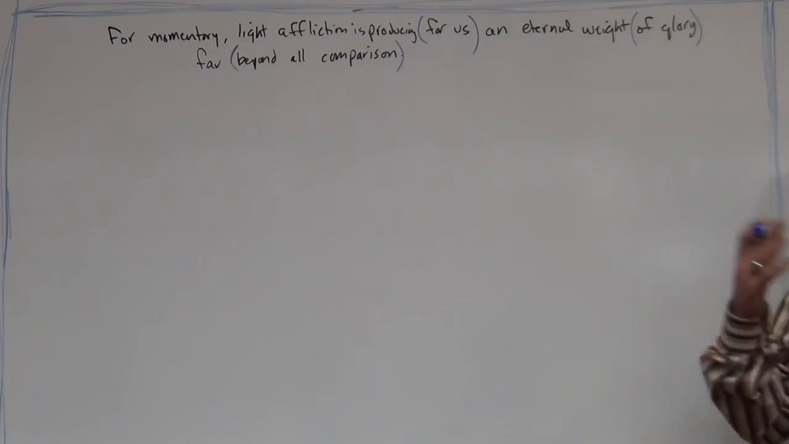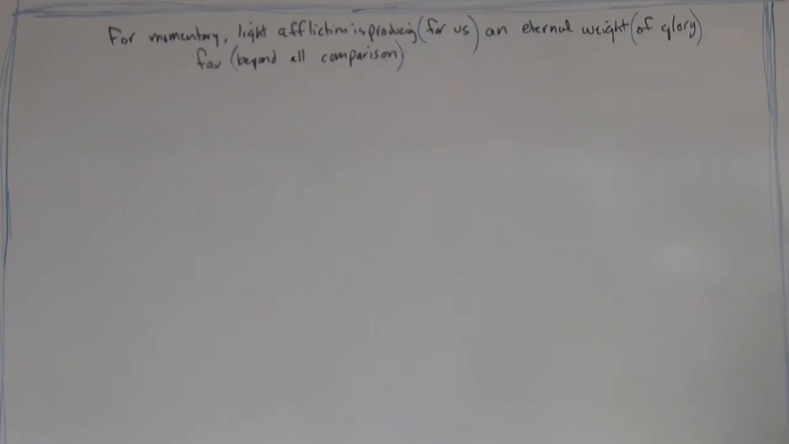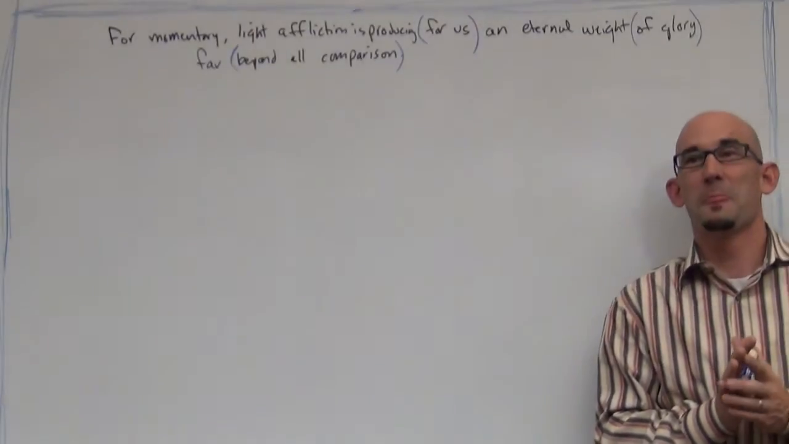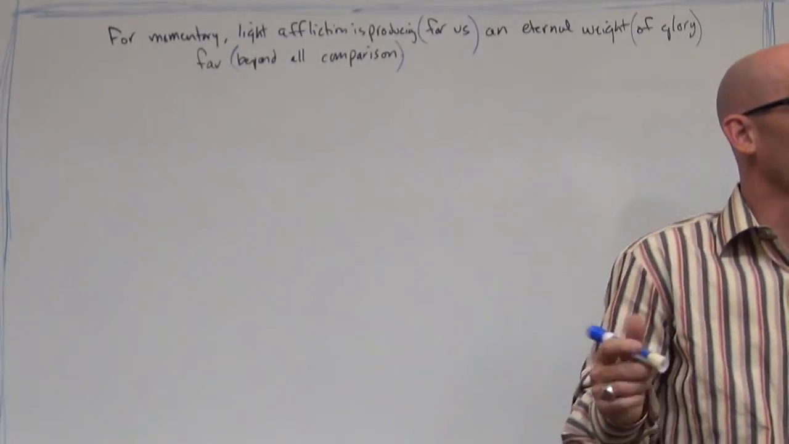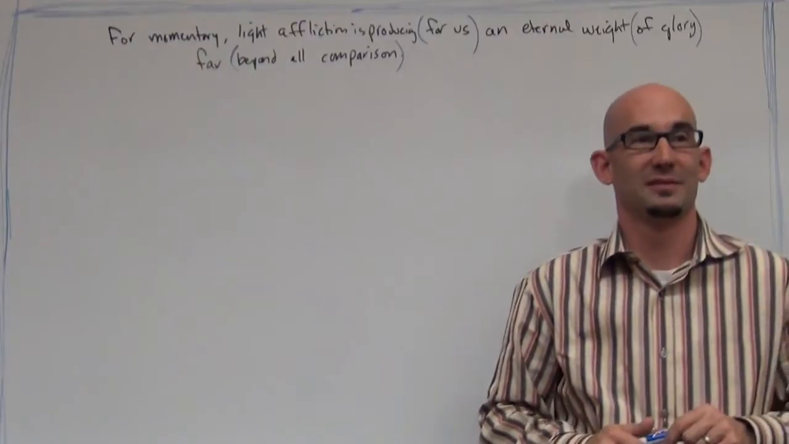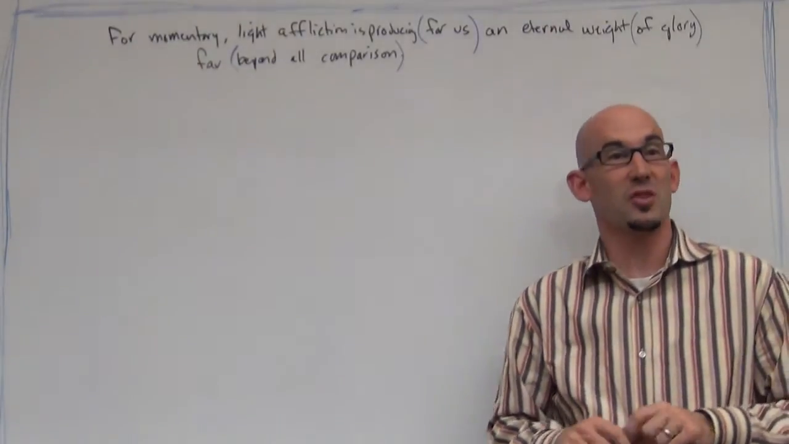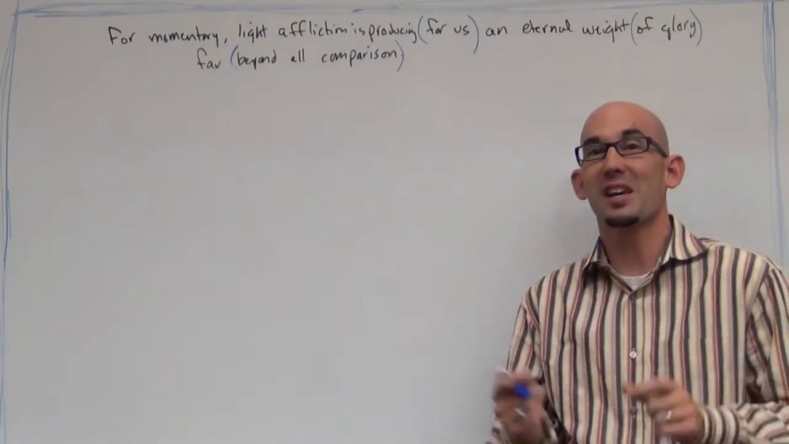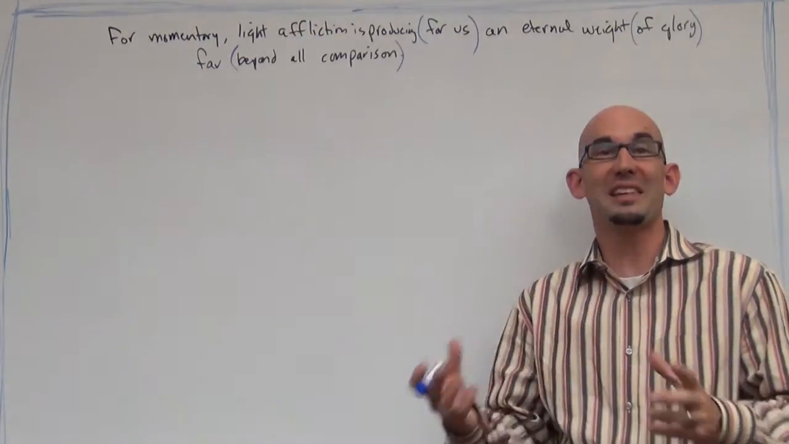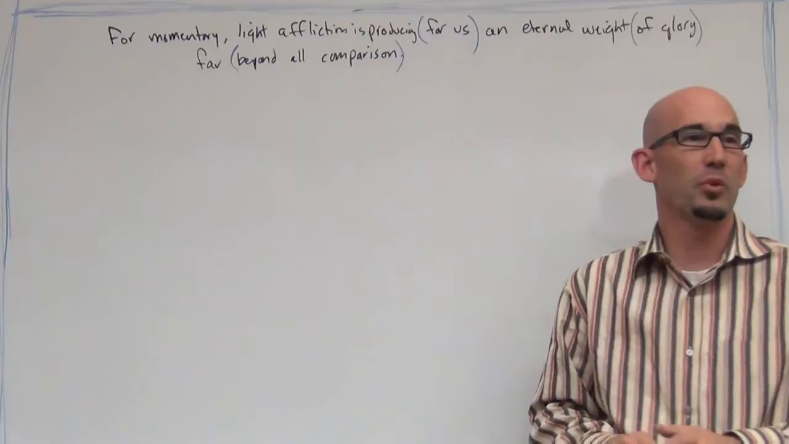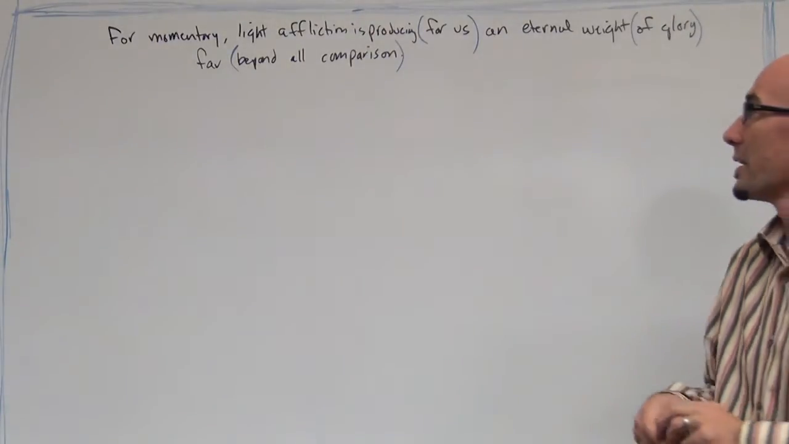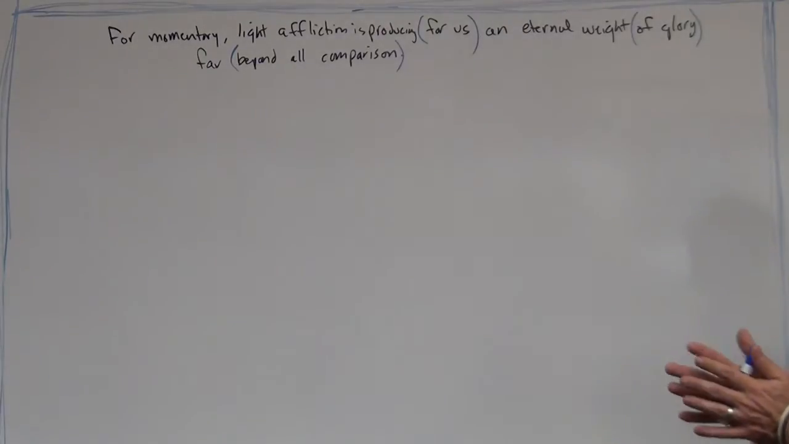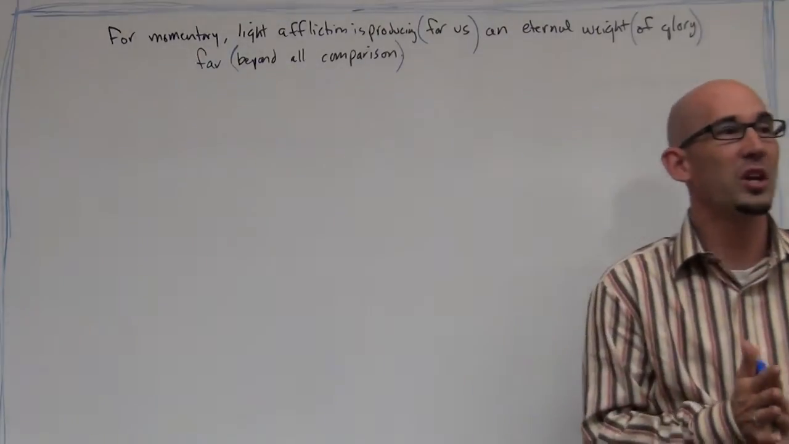But let me back up. What is a clause? Yeah, it's a group of words with complete predication, as opposed to a phrase, which is just a group of words. A clause is a group of words that you can make a complete sentence out of. It has complete predication, a subject and a predicate. "Momentary light affliction is producing for us an eternal weight of glory far beyond all comparison." We only have one clause here.